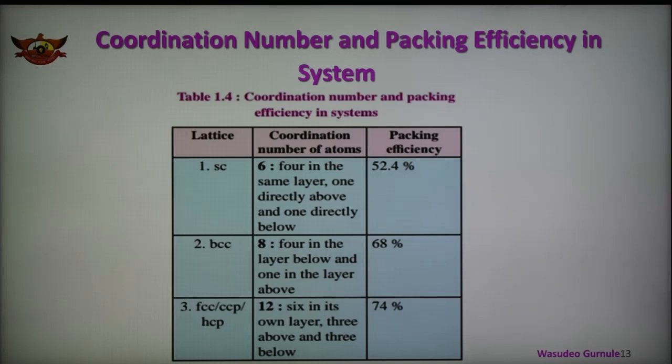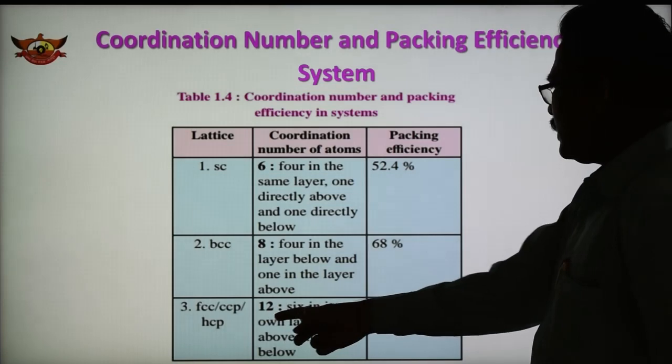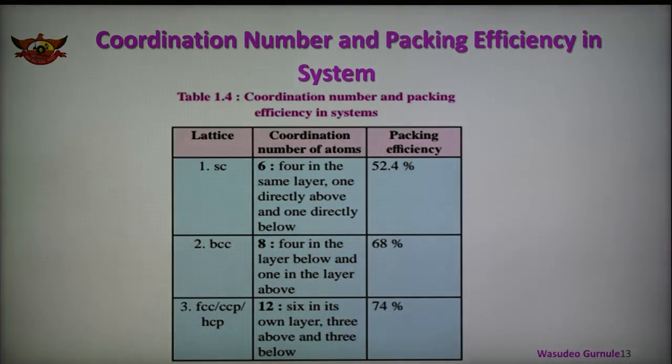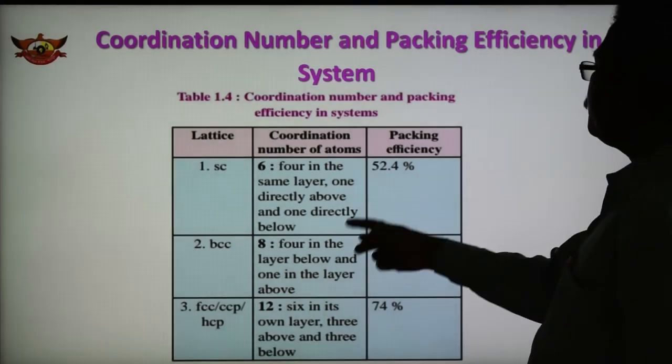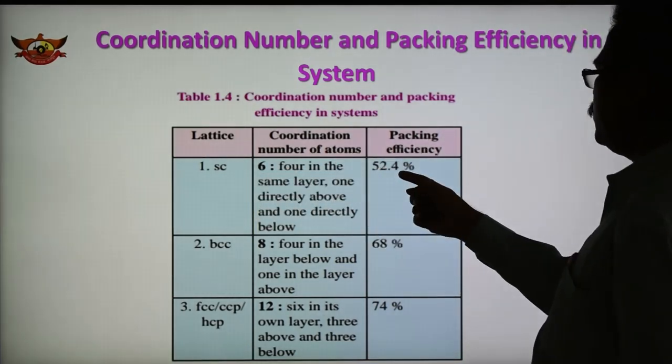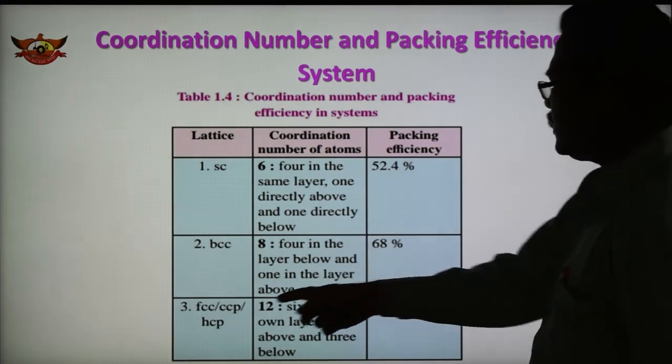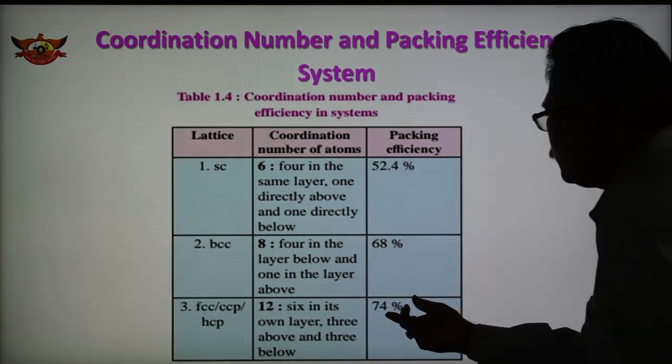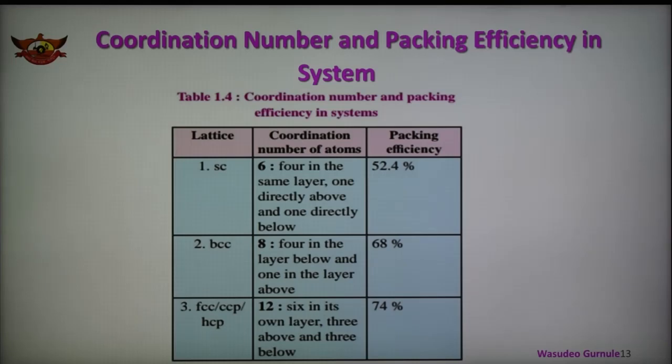And here packing efficiency is also shown. For 12, there are 6 in its own layer, 3 above and 3 below. In this way, the coordination numbers of atoms are shown here: 6, 8 and 12. And packing efficiency in case of simple cubic is 52.4%, in case of BCC 68%, in case of FCC 74%. So particles are more closely packed in case of FCC, then body centered, and then simple cubic. So the unoccupied space, void, is more in case of simple cubic and less in case of FCC. This table shows the coordination number and packing efficiency in the systems.